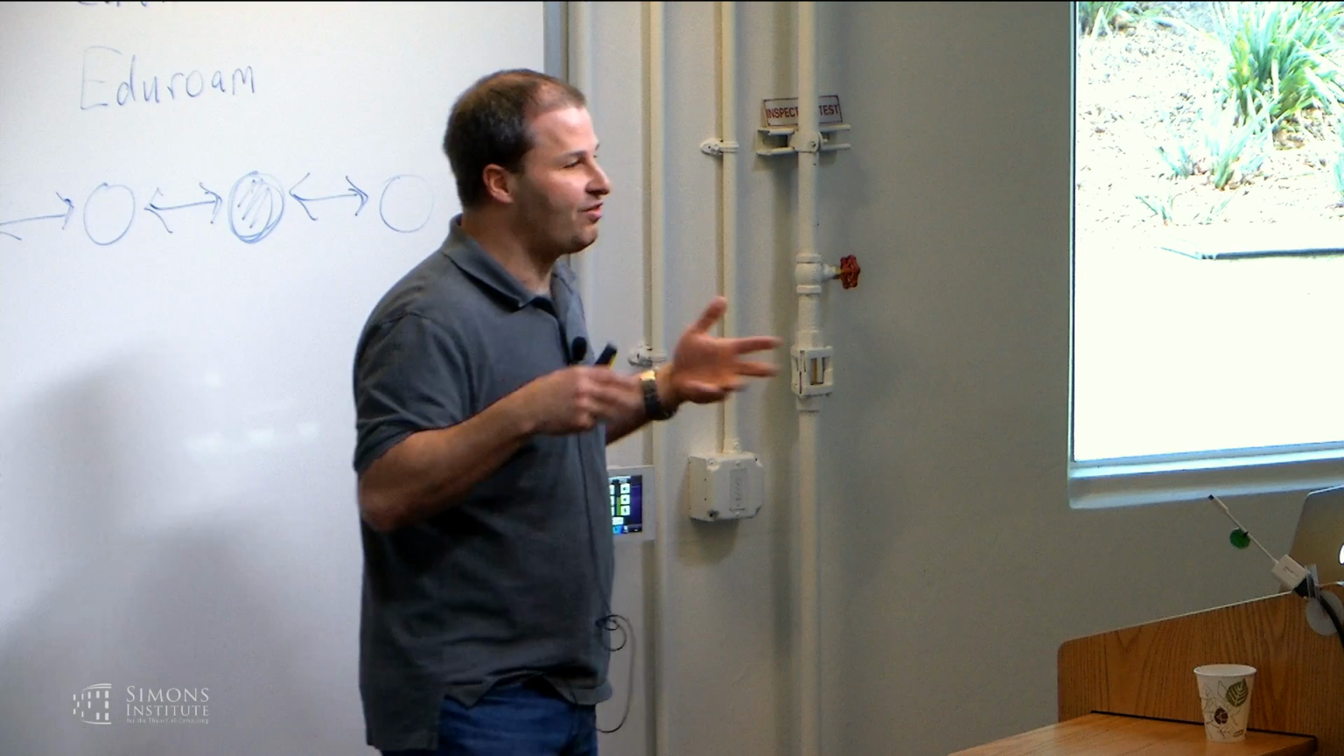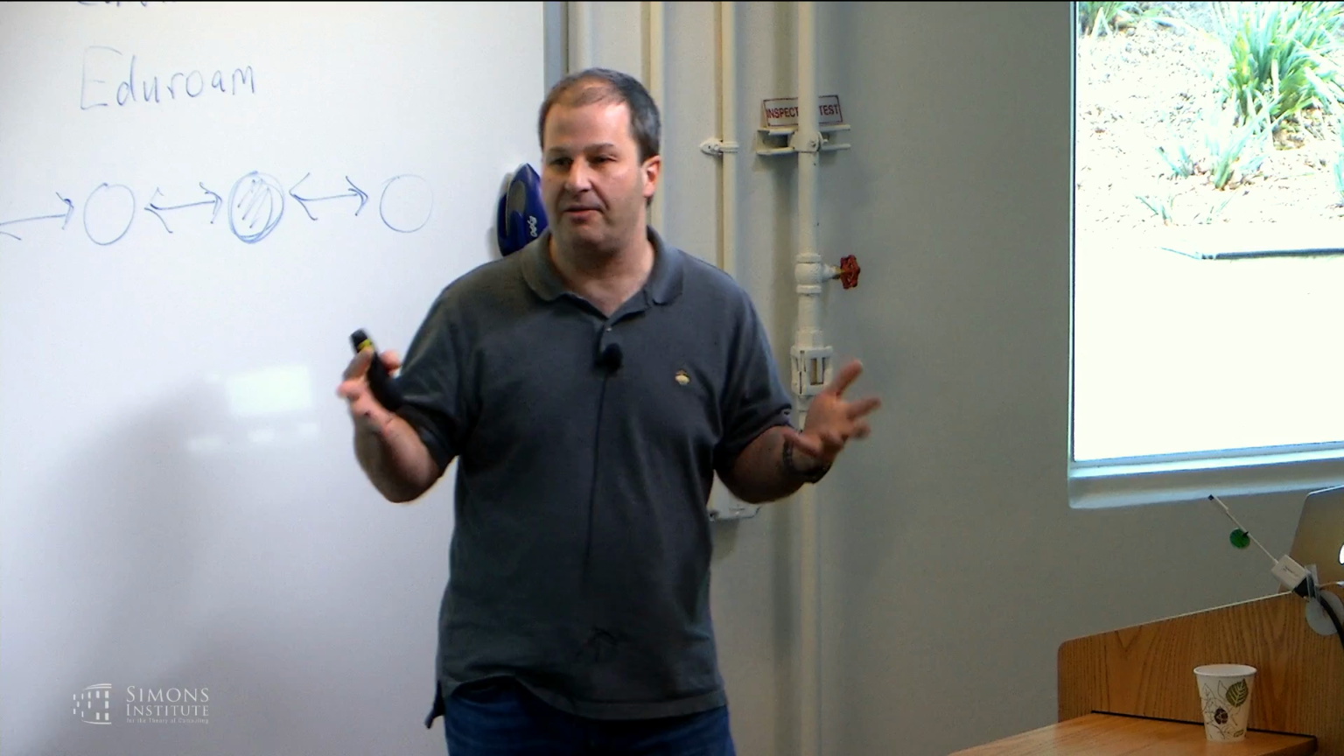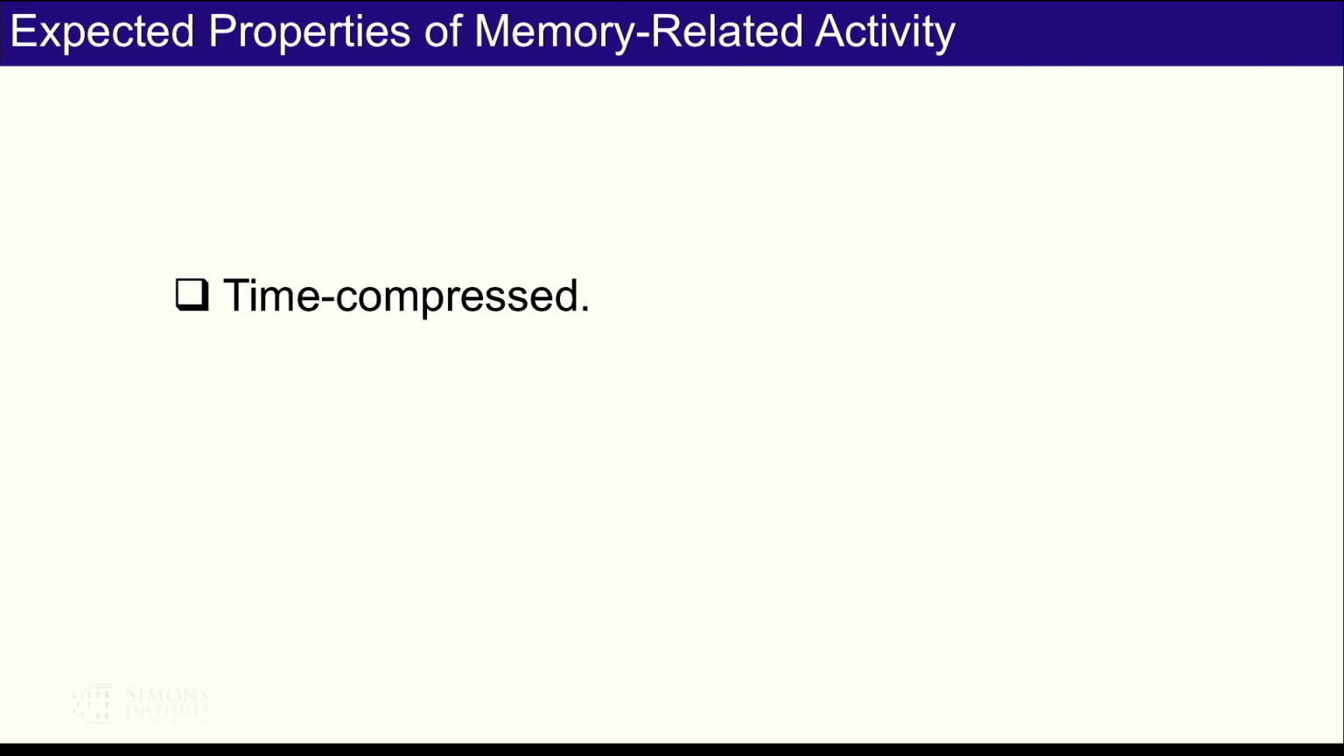And so I think all of us would like to understand how this works. So if we're looking for something that might constitute an element or an event that reactivates a memory in the brain, what should we look for? And so we can generate some hypotheses about properties that it might have. The first of these is that it should be time compressed. All right? When I remembered what I did for lunch, I did not spend an hour reminiscing about standing in line for 15 minutes, ordering, and so on.